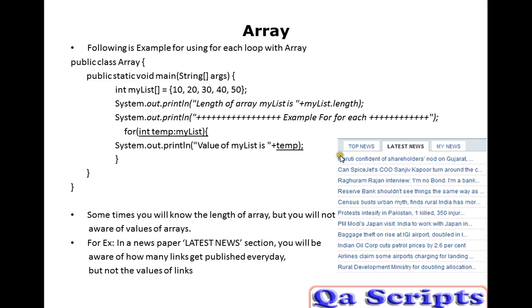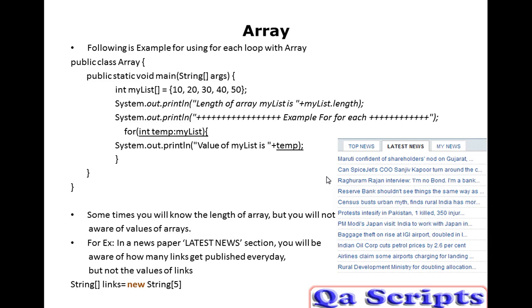where we mention the length of the array, that is, the number of links going to be present in this latest news section, but not the values. We'll assign values at runtime, meaning when we get the value of a link, we'll assign the text to the particular array.